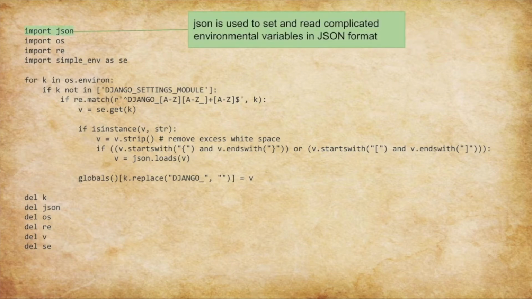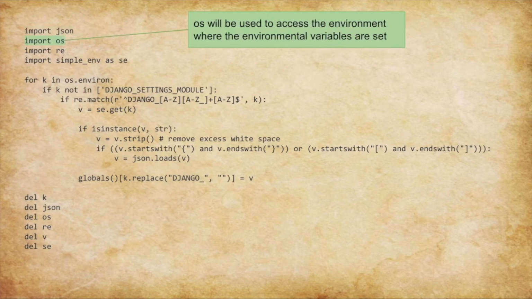The first line imports JSON. DjEnv uses JSON as a format for serializing the more complicated settings, like database connections and logging configuration. The second line imports OS. We will use this package to access the operating system's environmental variables.